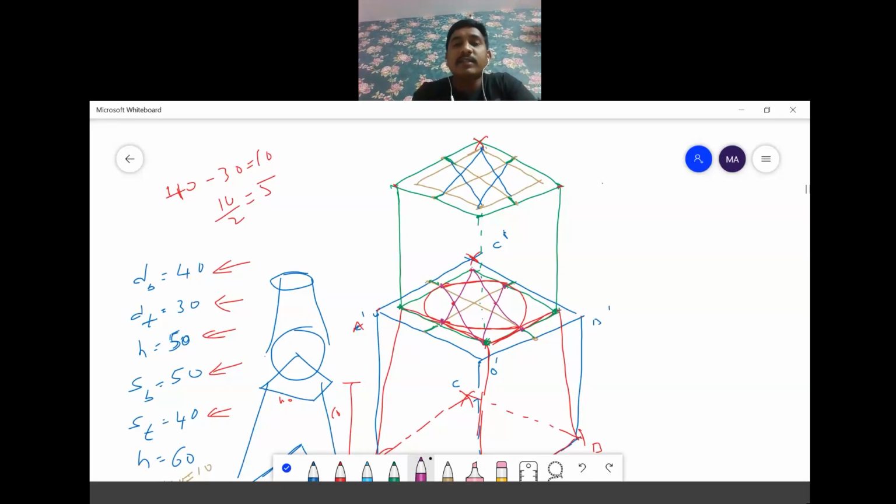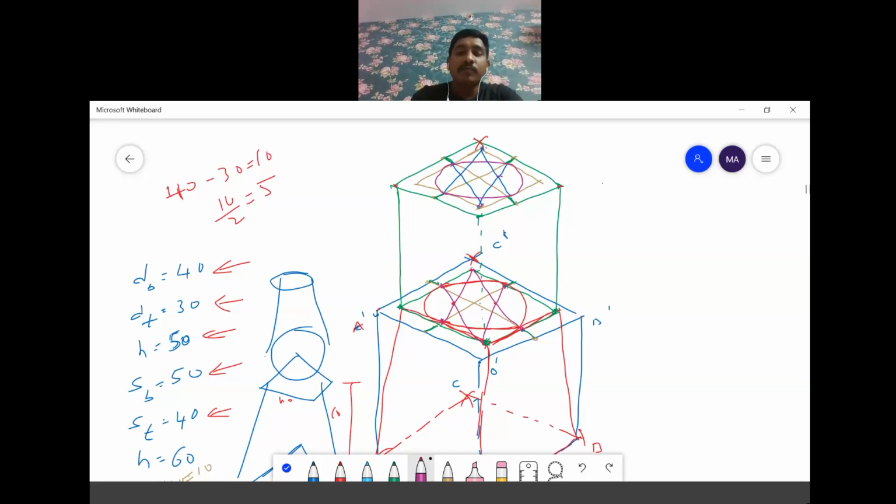I am taking this as a center, this as a radius, and drawing one arc. I am taking this as a center, this as a radius, and drawing one arc. I am taking this as a center, this as a radius, and drawing one arc. I am taking this as a center, this as a radius, and drawing one arc. So it will form a circle with a diameter of 30 mm.